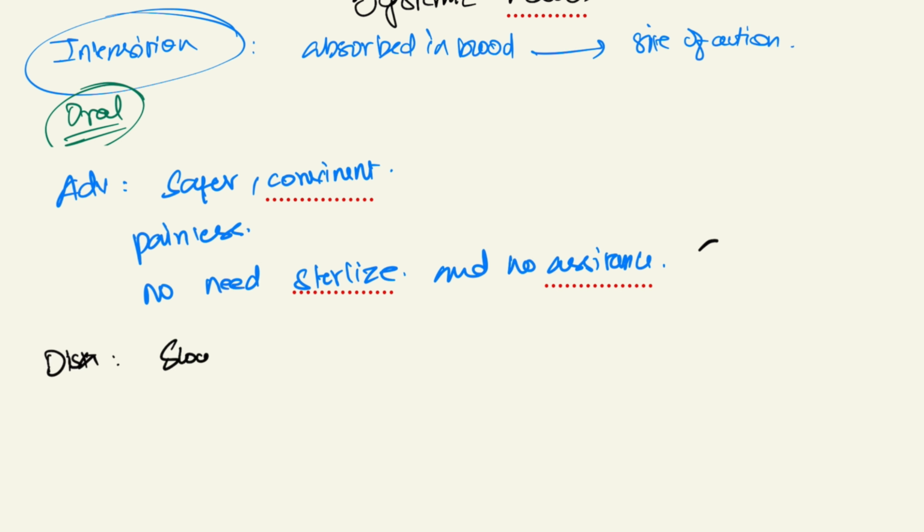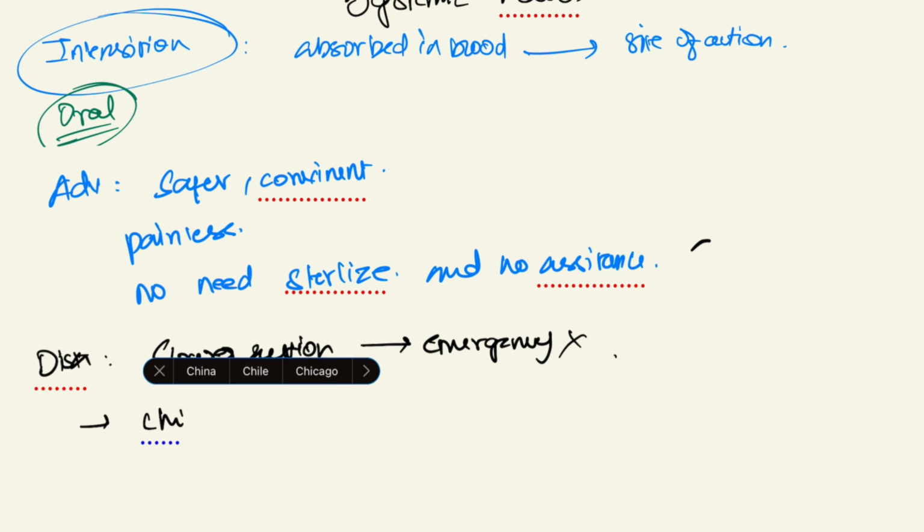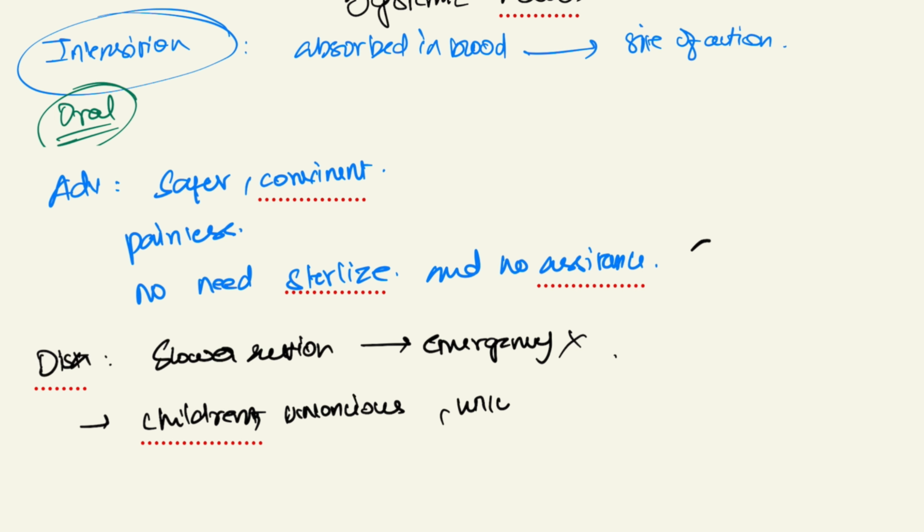Very important is slower reaction. Its action is very slow, so for emergency conditions we can't use it. Children, unconscious and uncooperative patients, and patients who are mentally ill are not in a condition to take the tablet on their own. They can't use the oral route.